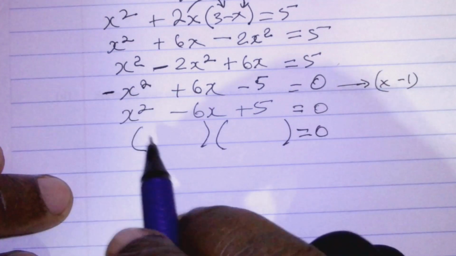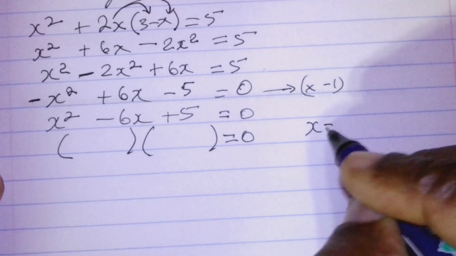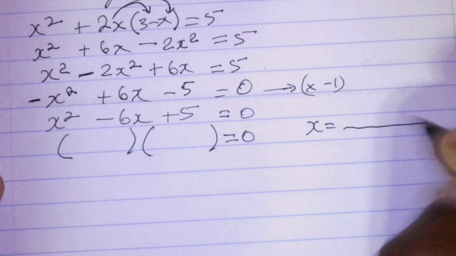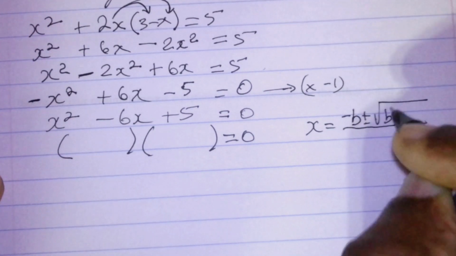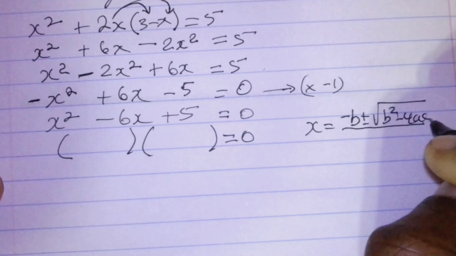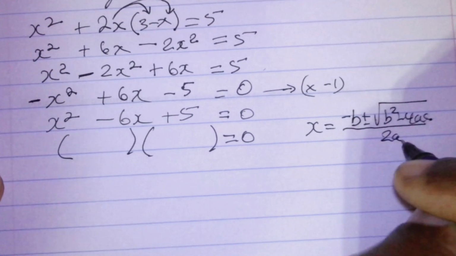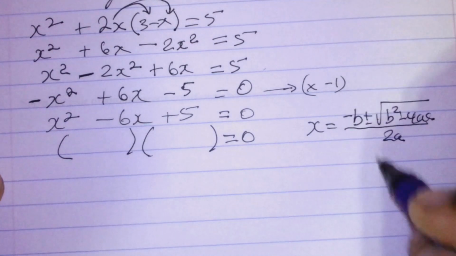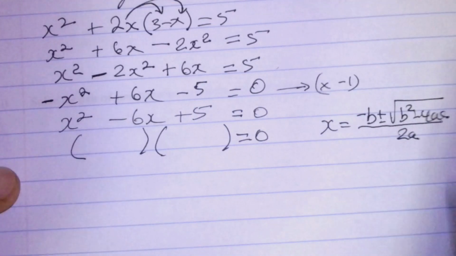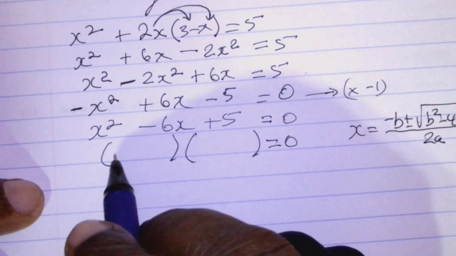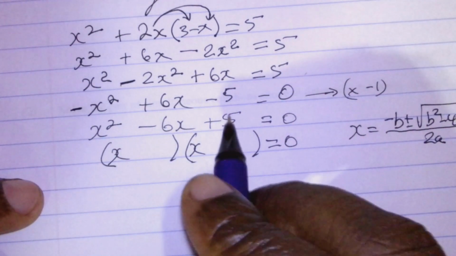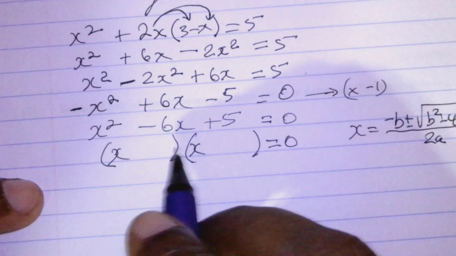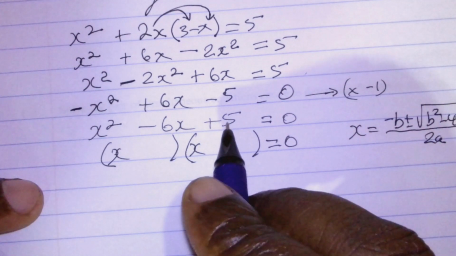Now in case we aren't able to factorize, we can use the quadratic formula, which looks like this. Should be on the formula sheet. Negative b plus or minus the square root of b squared minus 4ac all over 2a. But we have no need for this, because we can clearly see that this will become what times what will give us x squared, x times x. And what times what will give us 5? Well, 5 is a prime number, so only 1 times 5 will give us 5.